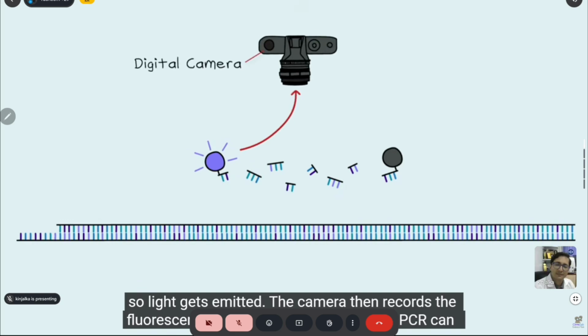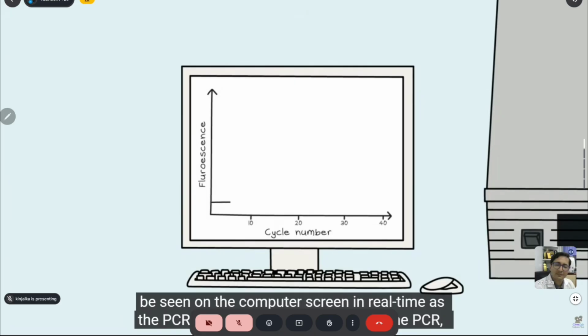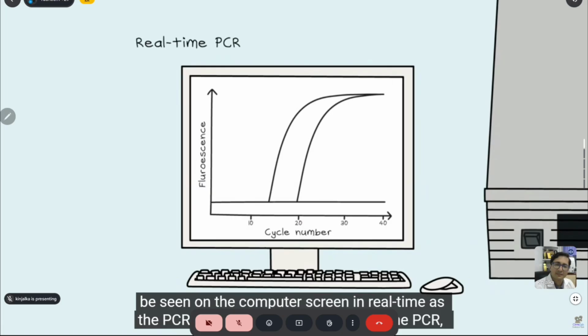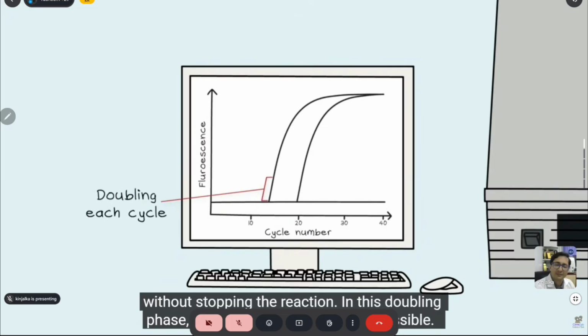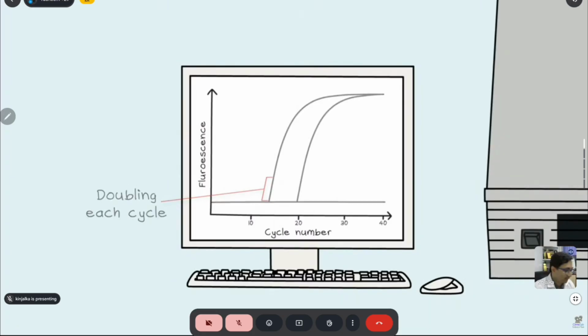The increase in DNA during PCR can be seen on the computer screen in real time as the PCR is cycled. The power of real-time PCR, also known as quantitative PCR or qPCR, is to see when the PCR is doubling each cycle without stopping the reaction. In this doubling phase, the quantification of DNA is possible.